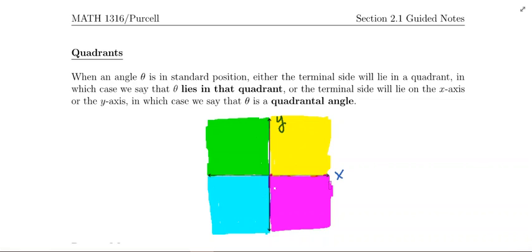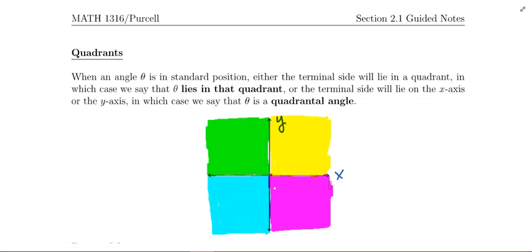If you draw your angle in standard form, of course the initial side will lie along the positive x-axis, and then you do your rotation, either positive or negative, and the terminal side will land somewhere. Most of the time the terminal side will land in one of these four quadrants, and so we say that the angle lies in that particular quadrant. It is possible to do the rotation and have the terminal side land on either the x-axis or y-axis itself. That is definitely possible. In that case, we call the angle a quadrantal angle.